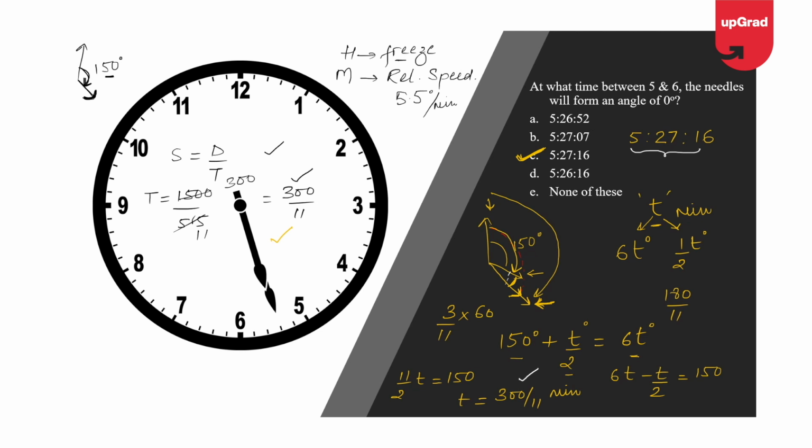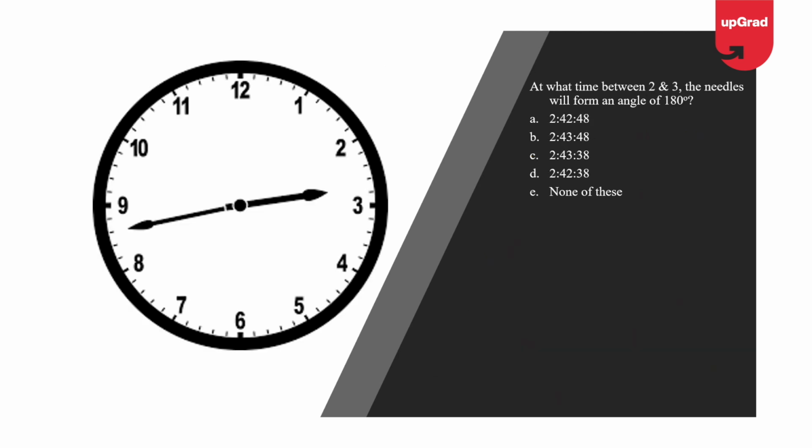So what I did, I froze my hour hand and I moved my minute hand with the relative speed. When my hour hand is frozen, the travel distance for the minute hand would remain 150 degrees. So to travel 150 degrees at 5.5 degrees per minute, I can use the formula distance divided by speed, and I'll end up getting my numerical value, which is 300 upon 11. Let's take another question and we'll apply this logic there.